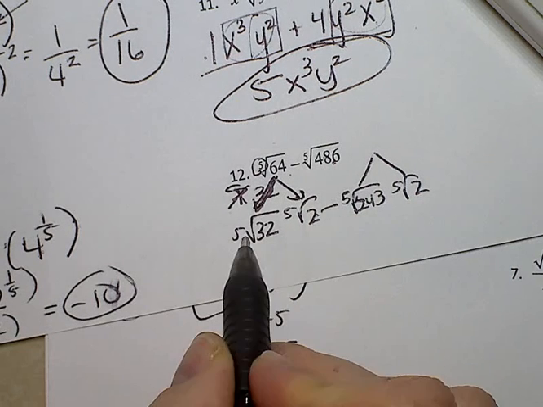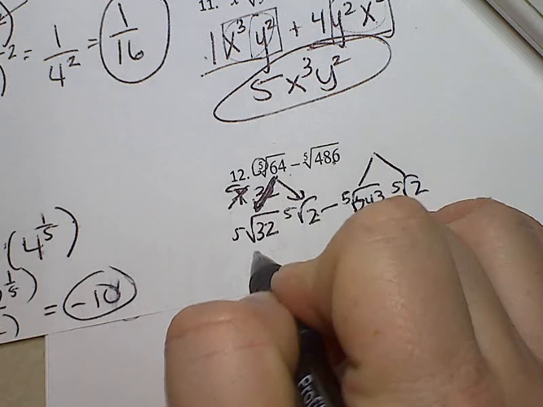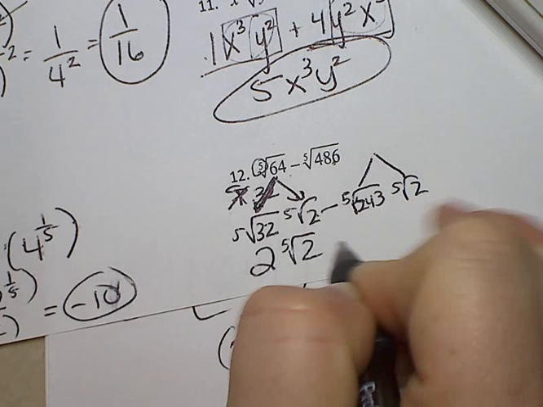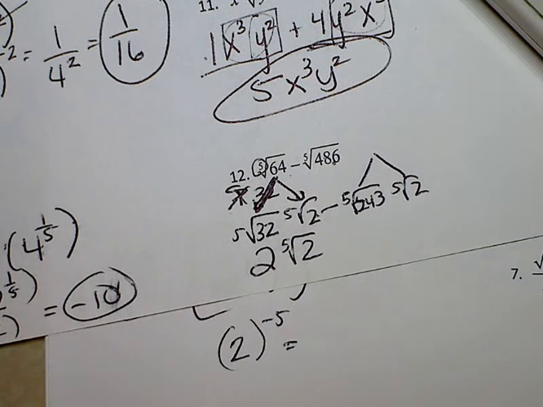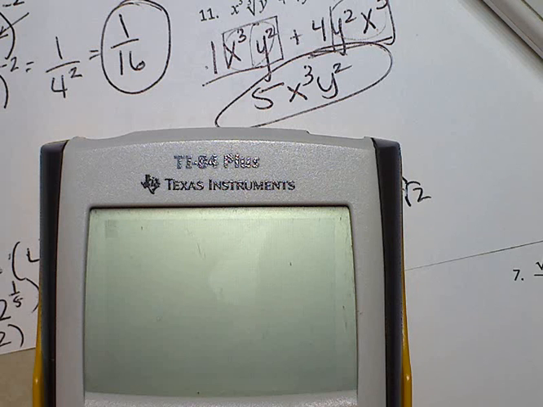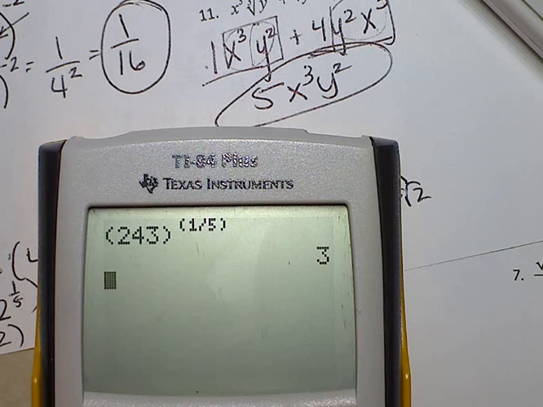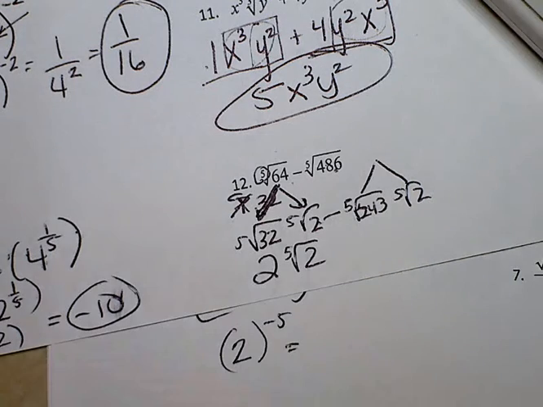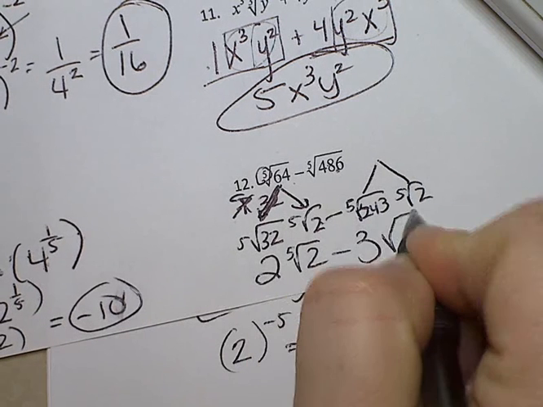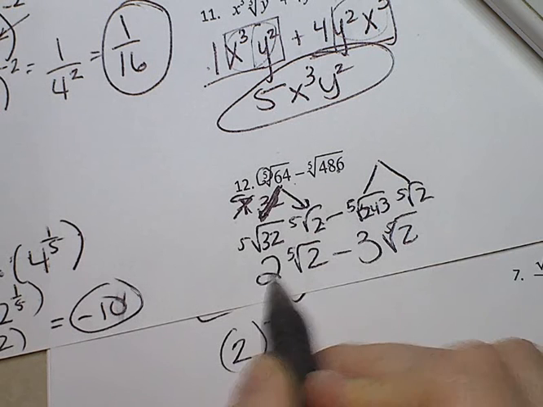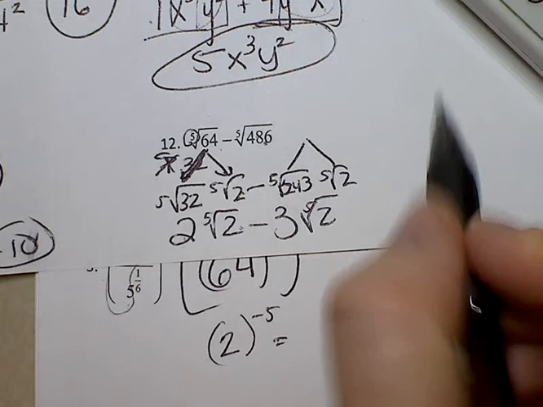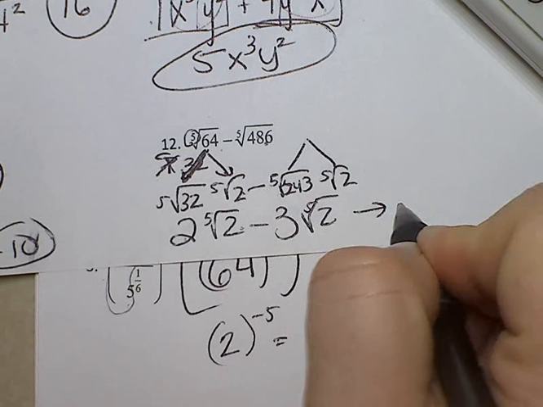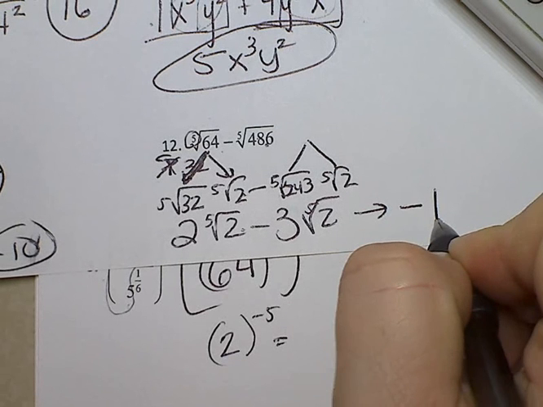The 5th root of 32 is 2. And some of you may already know that this answer is 3. If not, you'll plug it in. 243 to the 1/5 power is 3. 2 star subtract 3 star is negative 1 star. And really it's not a star, it is the 5th root of 2.